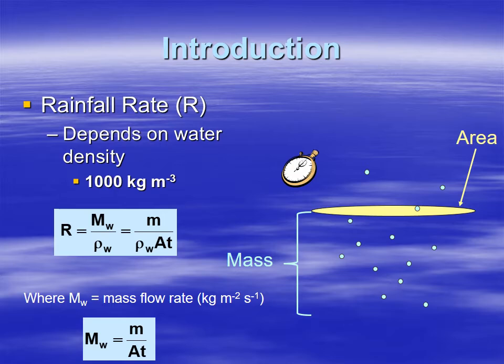The rainfall rate R, of course, depends upon the density of water. So we will take the mass flow rate and divide it by the density of water to give us the rainfall rate. That is not necessarily intuitive, but I'll show you how this works out if you bear with me. So our new equation now is the mass flow rate, which is m divided by a divided by t, and then that divided by the density of water, rho w.